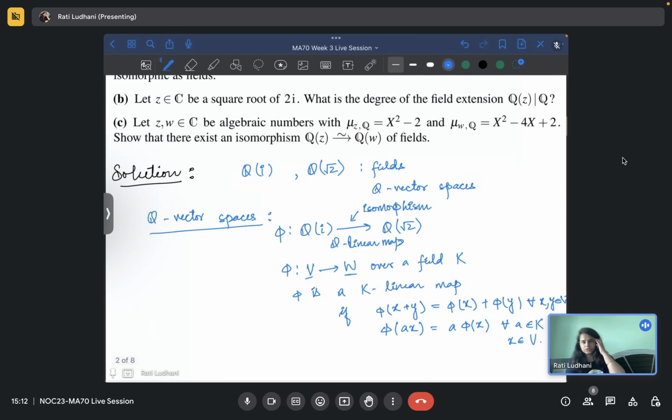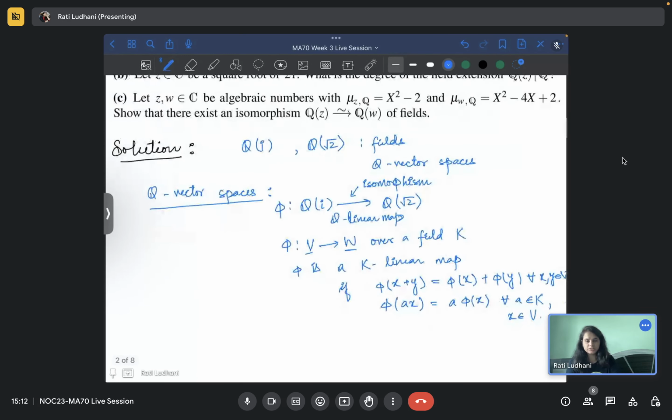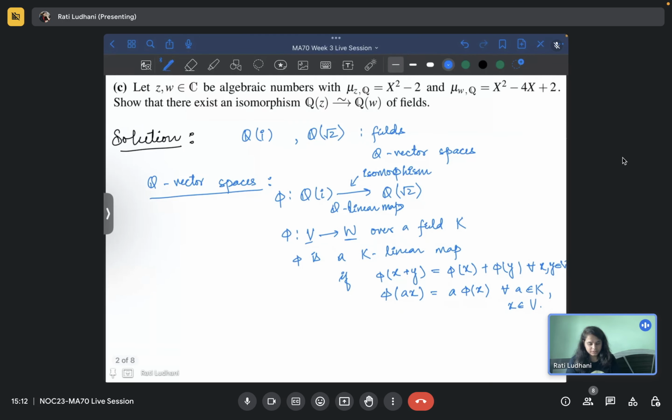Is this clear now? Vector space morphisms or homomorphisms, we really talk about the linear maps here. Okay, do you know anything else about isomorphism of linear maps? From the linear algebra course, when is it an isomorphism? When is a K-linear map an isomorphism?